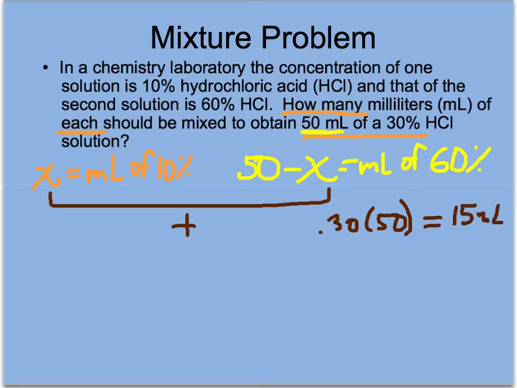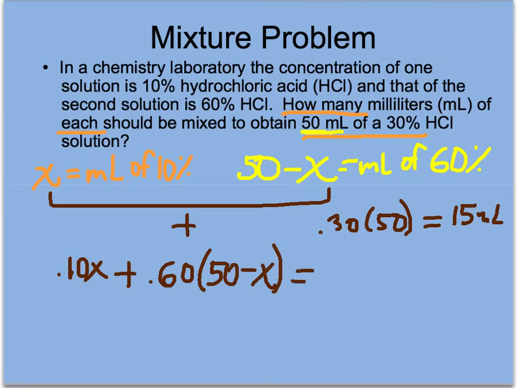Therefore, we have the following equation. 10% of the milliliters in the 10% solution plus 60% of the milliliters found in the 60% solution must equal 15, a 30% solution of the 50 milliliters. And now all that remains is to solve this equation.